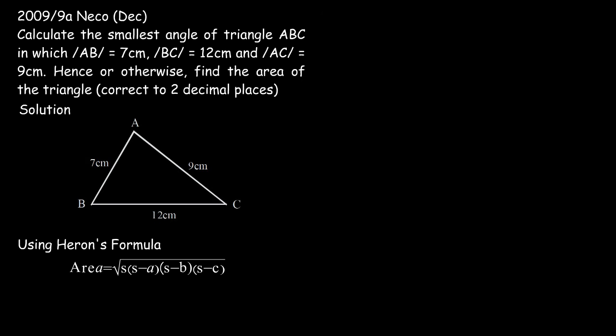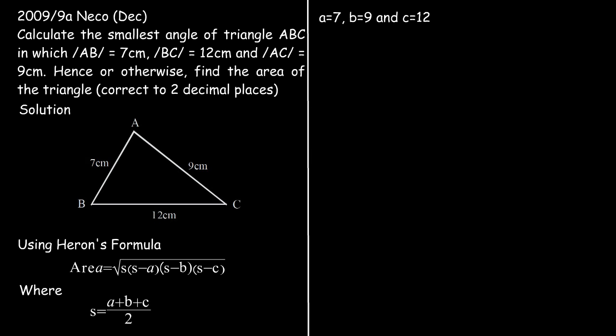We state that area is equal to the square root of s in bracket s minus a in bracket s minus b and in bracket s minus c, where s is equal to a plus b plus c divided by 2. We are given a to be 7, b to be 9 and c to be 12. Now our first step is to look for s. So s will be equal to 7 plus 9 plus 12 divided by 2, which is equal to 14.